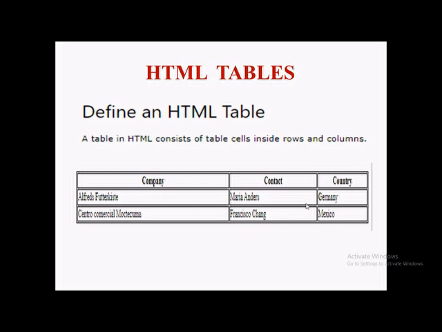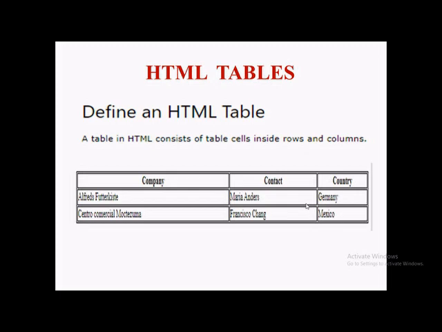In this video, we are going to discuss how to display a table in the browser with the use of HTML code. Suppose you want to display a table in the browser, which means with respect to HTML code, we have to use the table tag. A table in HTML consists of table cells inside rows and columns.